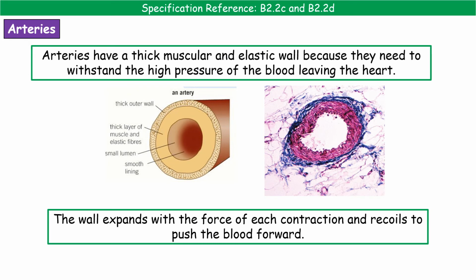We now need to have a little look at the different blood vessels that we've mentioned. So first one, arteries. These have a thick muscular and elastic wall, and the reason for that is the blood is under high pressure as it leaves the heart. If it didn't have that thick muscle and elastic wall, it would burst under the pressure. So when we're looking at the picture, you'll always spot the artery because it has this very thick muscle and elastic wall and a much smaller lumen.